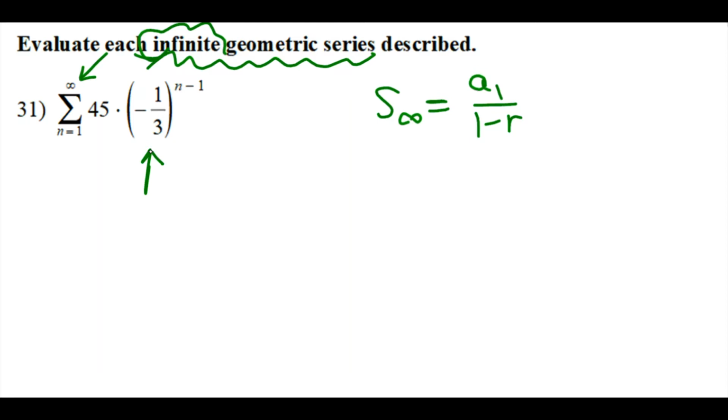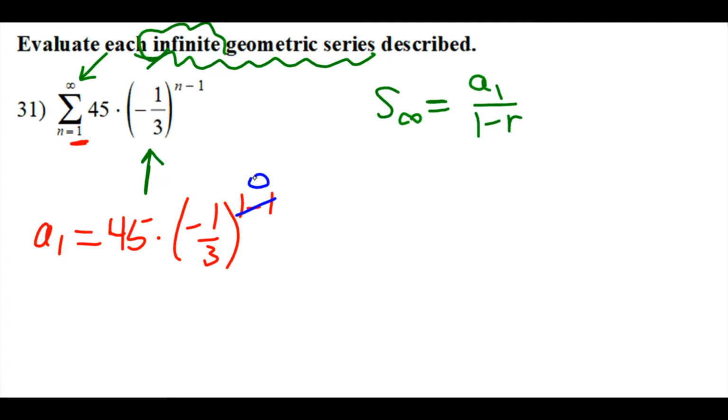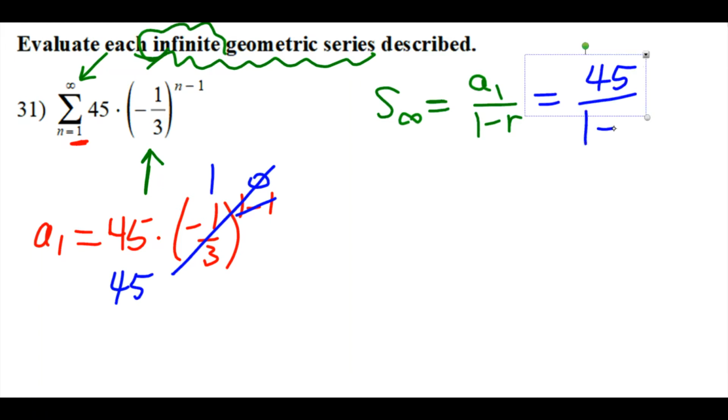But think about what A1 is. For A1, you would plug in that first number, so you'll have 45 times -1/3 to the 1 minus 1. Well, that's going to be a 0 exponent, and we know that anything to the 0 power is 1, so we've got 45 times 1, or 45. So A1 is 45 over here. And r is just whatever this power is, -1/3.